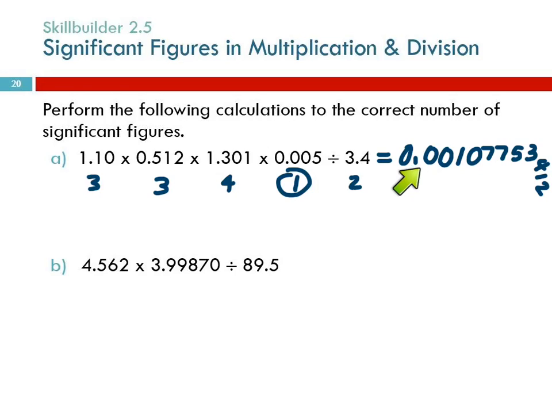So we don't count these zeros. Leading zeros are not significant. Otherwise, we'd end up rounding this off to 0, right? The zeros don't count. We're going to keep the 1. We look at the next digit. It's less than 5. We round down. 0.001. That's our answer.